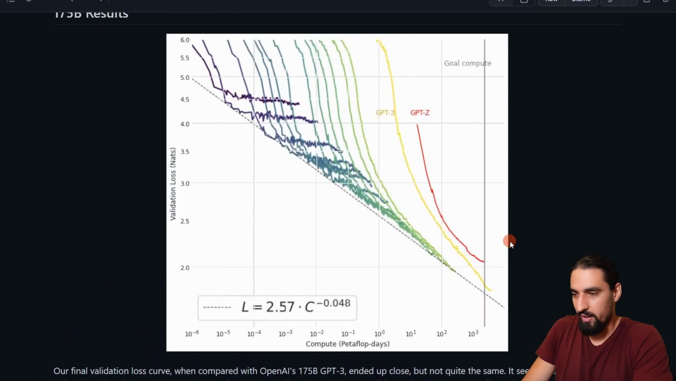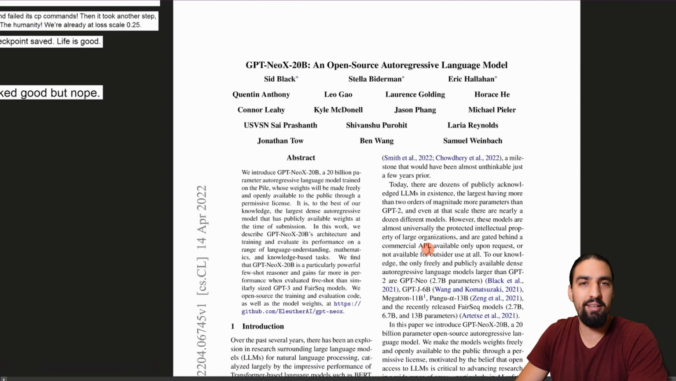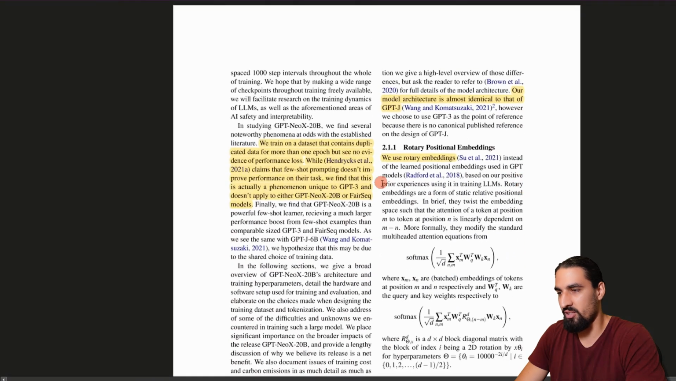That's it, guys. Again, I encourage you to go through it at your own pace. I'm going to continue on and explore the GPT-NeoX-20B paper, an open source autoregressive language model, and let's see what the insights here are.